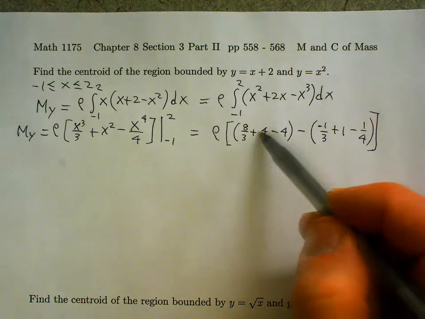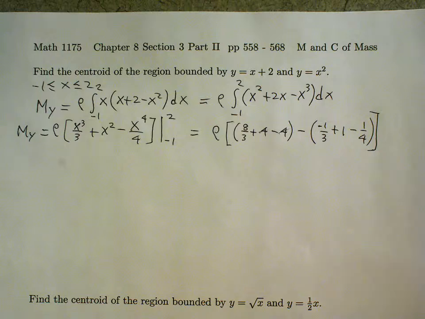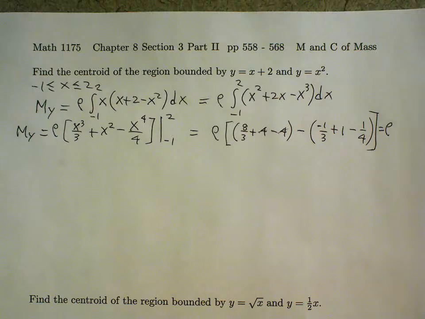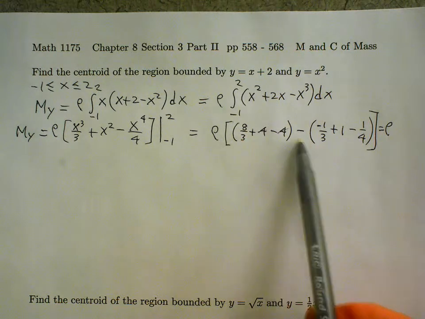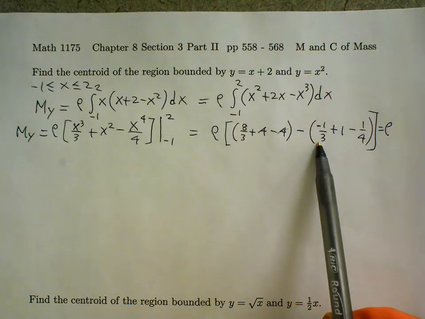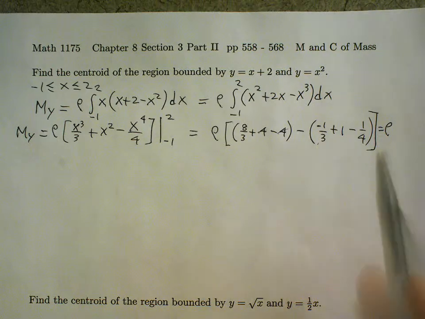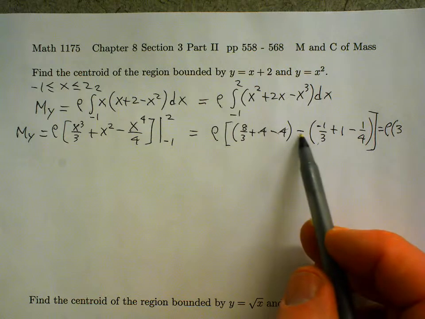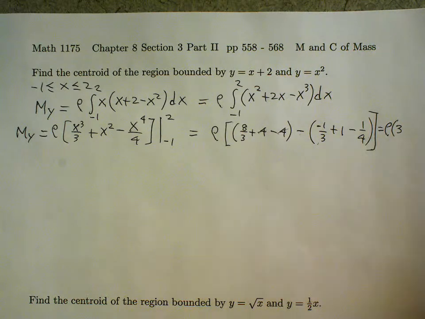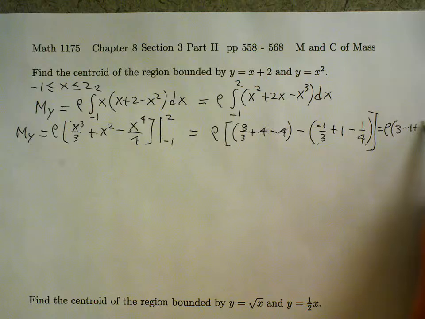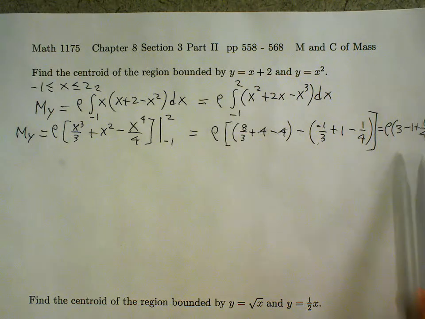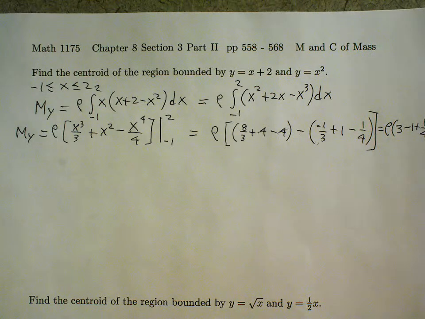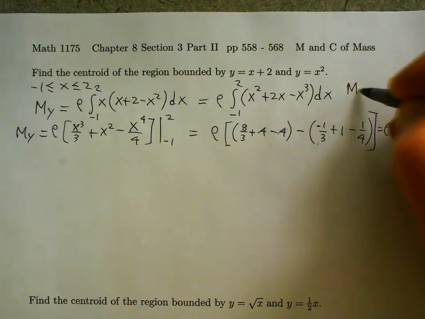So these 4's cancel each other out. The 8/3 minus -1/3 is just 3. And then we're subtracting 1 and adding 1/4, so minus 1 plus 1/4. So I get 2 1/4 or 9/4 times rho.